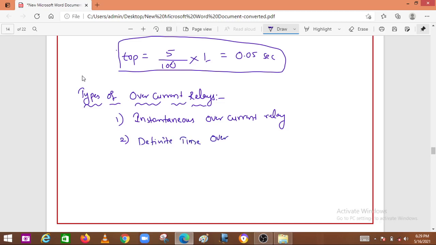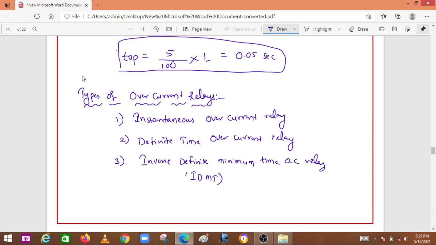Definite time overcurrent relay. Third one is inverse definite minimum time overcurrent relay. Inverse definite minimum time overcurrent relay, IDMT relay. In short, I am representing it further as IDMT relay.